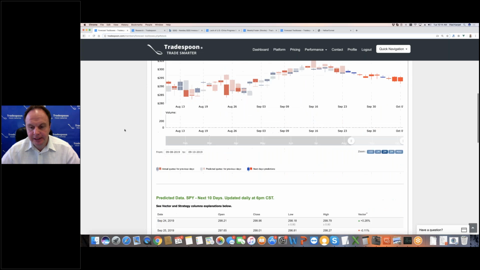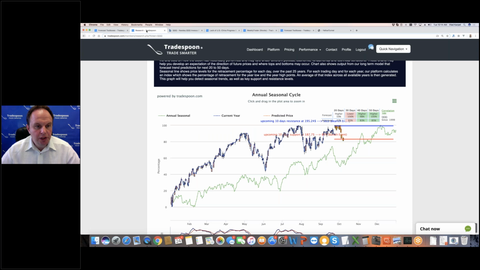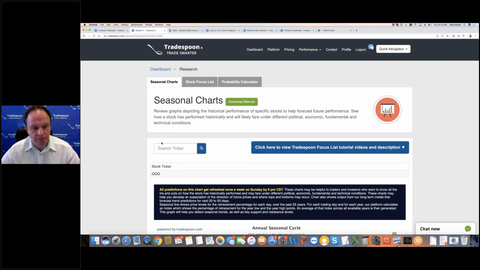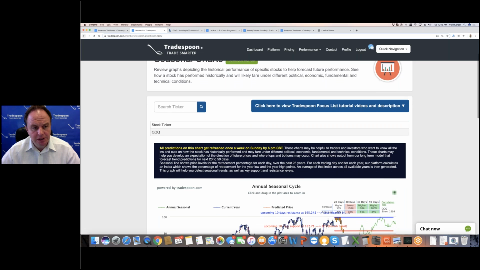Going for the next 10 days, we see again slightly negative bias, potentially retesting the 50-day moving average at 295 and 296, which is a critical support for SPY. Looking at the 50 days prediction, this is a seasonal chart. For now, I'm looking at the QQQ, so very highly correlated to spiders.